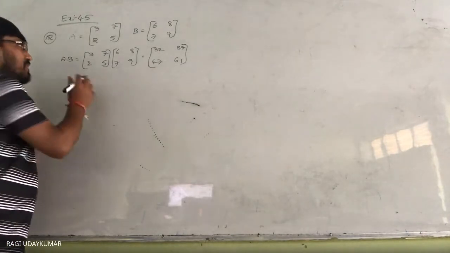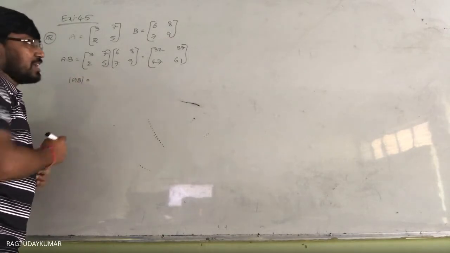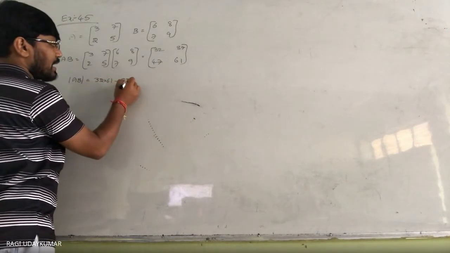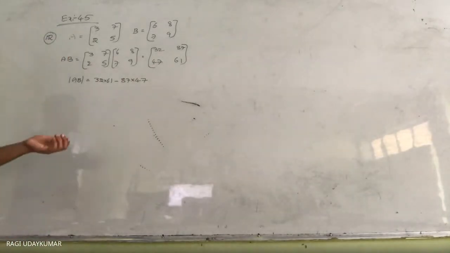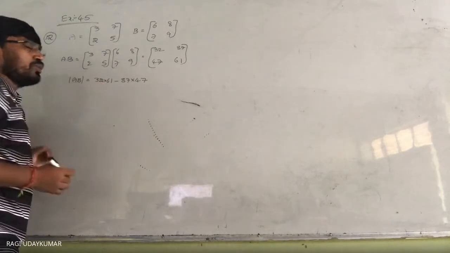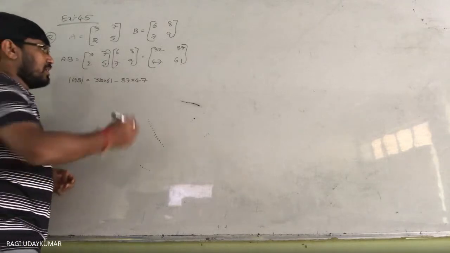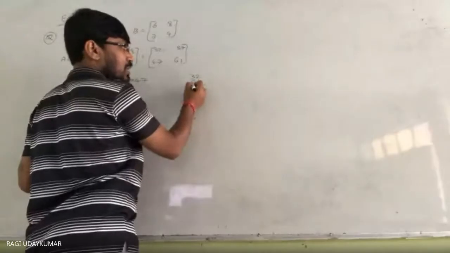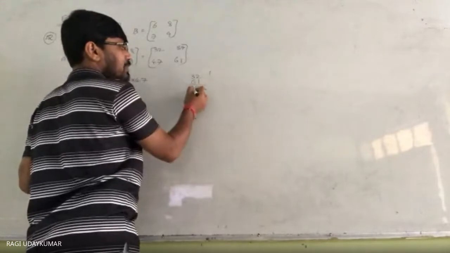And the AB inverse we need to find out. AB inverse is nothing but, first we need to find the determinant of AB. Determinant of AB is equal to 32 into 61 minus 87 into 47. Just finding the product 32 into 61. Do you know how to find the product of two-digit numbers? In the easiest way, to multiply 32 into 61: 2 ones are 2, then cross multiply, 12 and 3, 15. These 3 sixes are 18, 18 plus 1, 19.